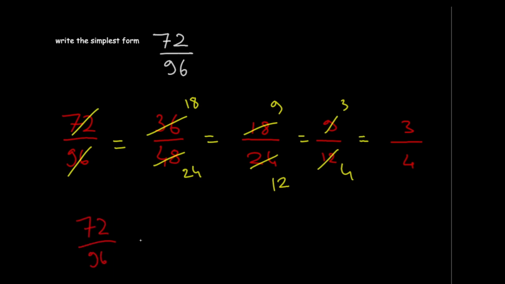You can do that too. That would get us 72 divided by 12 is 6, and 96 divided by 12 is 8. So you would get 6 over 8, and as you can see, you can divide both of them by 2, so that would get you 3, and that would give you 4, and we got 3 over 4 again. So the same answer, whichever is easier for you.